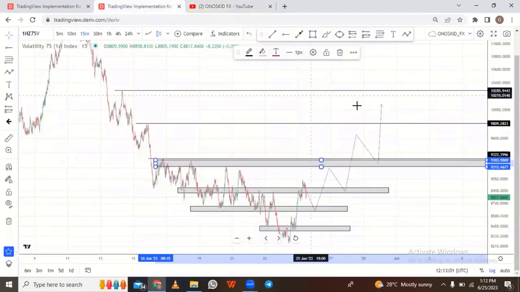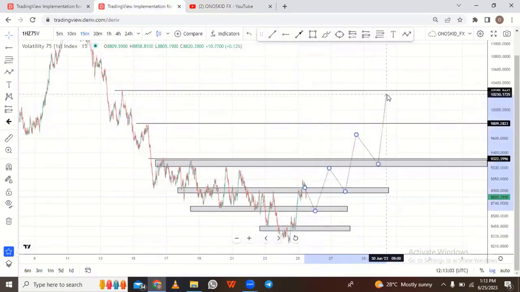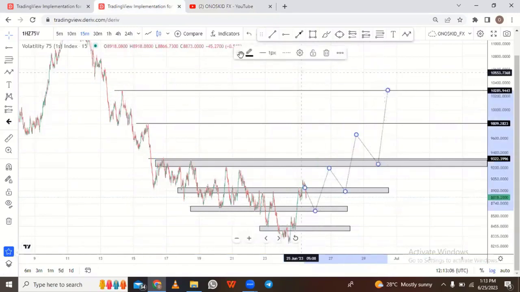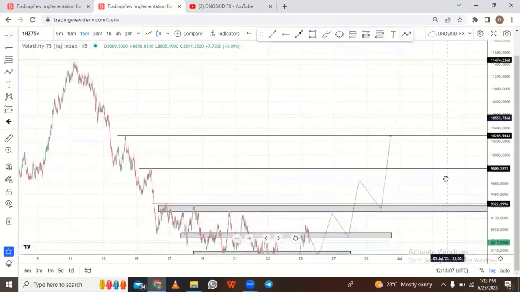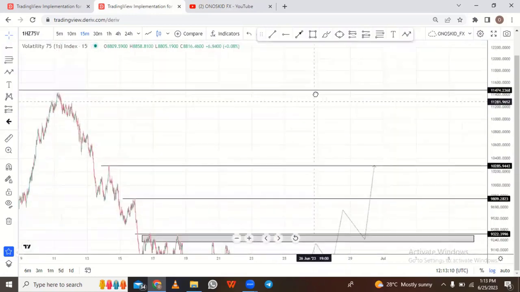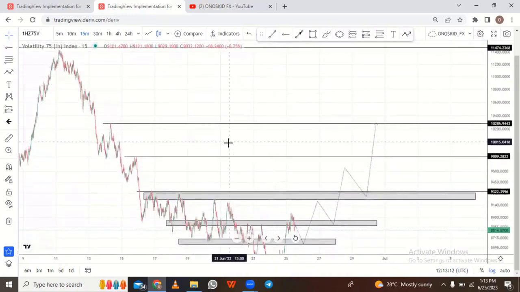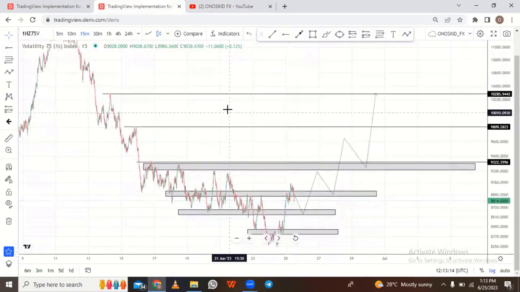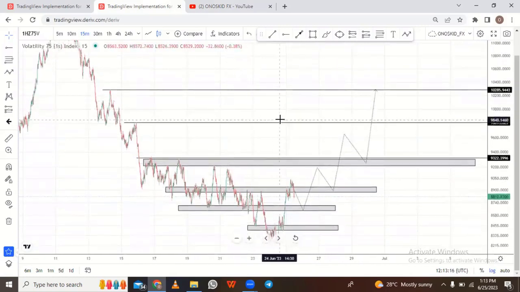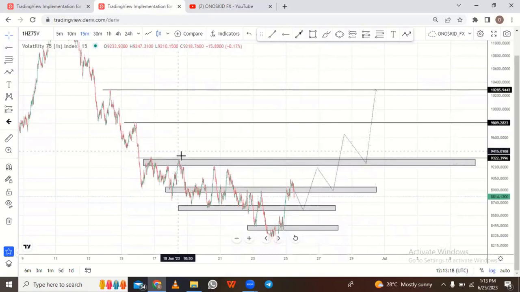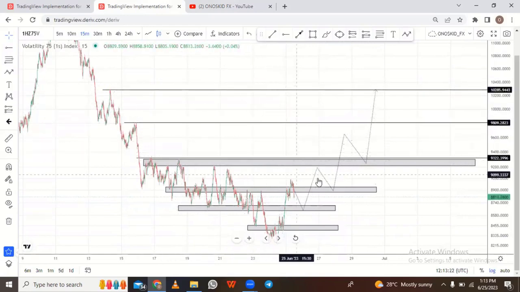So from here, if I am swinging this trade, I'll hold it till this level. But I'm a day trader, so I will just have to be very conservative and be realistic with my goals and targets. So this is TP1, TP2, TP3. And if that is achieved, I'm okay with that.